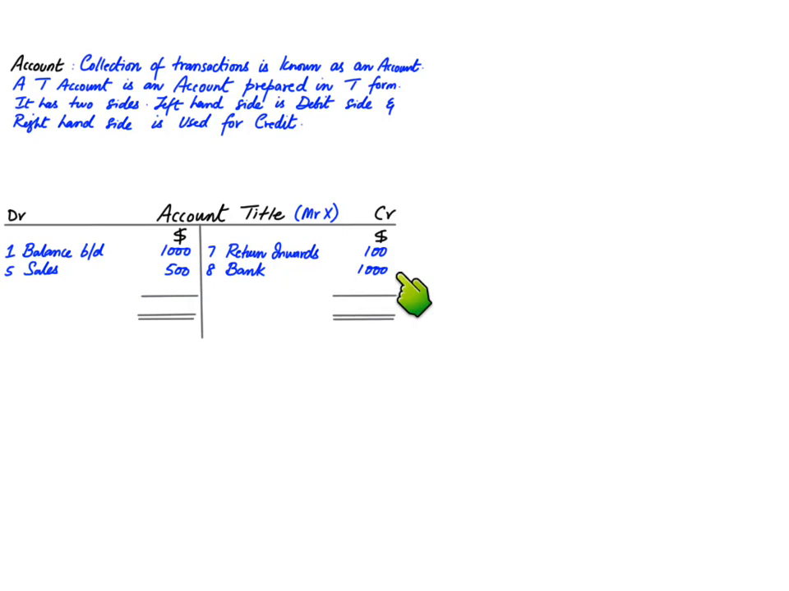So how will we be balancing this? The bigger side or the greater side is the debit side. This left hand side is debit. DR stands for debit record and CR stands for credit record. The greater side is 1500 and the other is 1100.